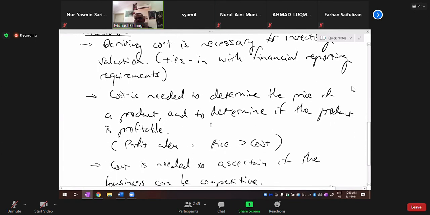Cost is needed to determine the price of a product and to determine whether the product is profitable. Everybody wants to charge a price above cost, all right? But this depends on the nature of the industry. How you price is actually a different topic from what we're doing today. It's pricing. But nevertheless, everybody wants to charge a price that is above cost because that's when you will be profitable.